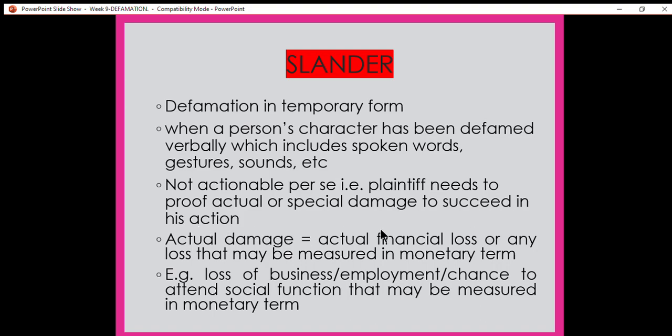Actual damage means actual financial loss or any loss that may be measured in monetary terms. So the plaintiff must prove that, as a result of the slander made by the defendant, he suffered financial loss. For example, loss of business, loss of employment, loss of chance to attend social functions that may be measured in monetary terms. In other words, the keyword here is monetary terms.